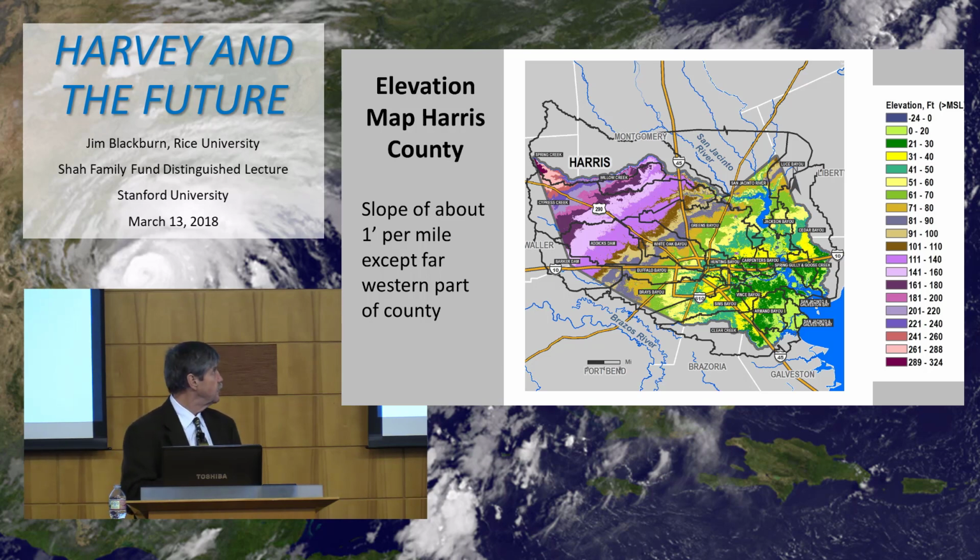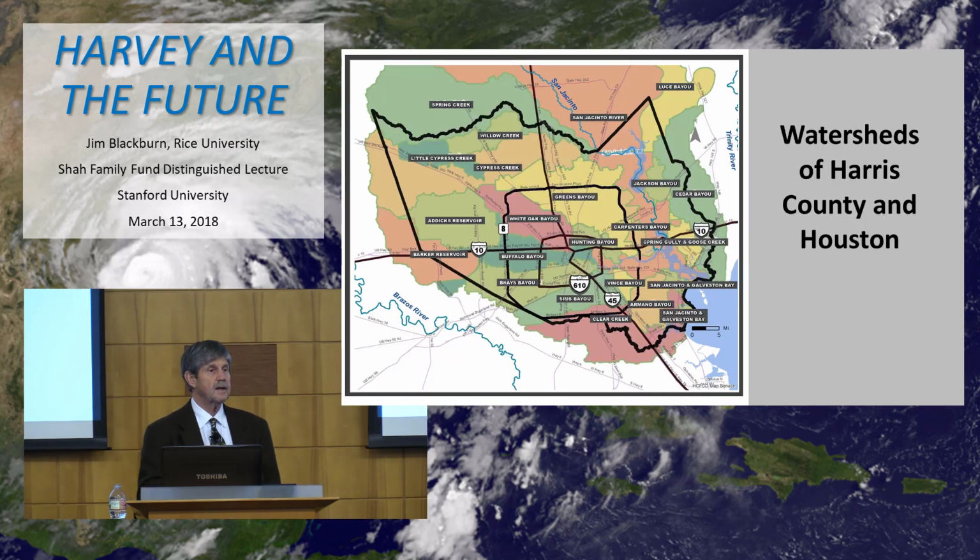But there's 22 of these watersheds, and everything about Harris County flooding is going to be related in one way or another to these watersheds and the way in which they work, and they all work a bit differently.